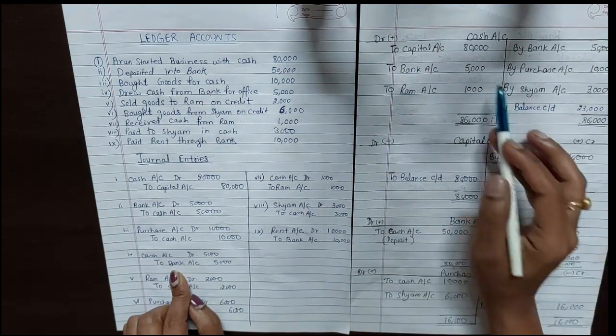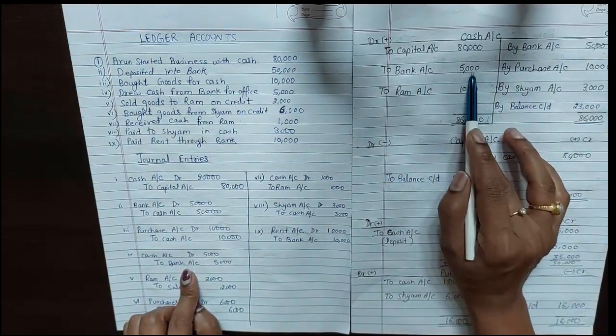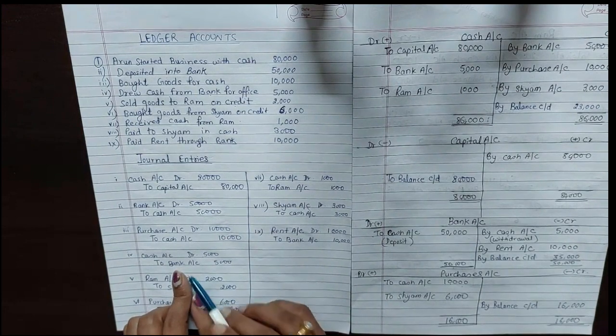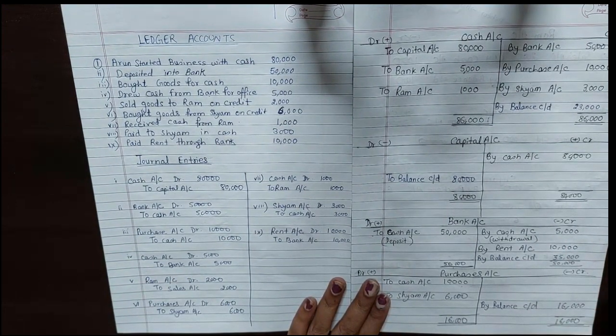So now again in the cash account I have to write "To bank 5,000" because it is a debit, so it will be an increase. Now in cash, here I have to write again "By cash 5,000" because it is a withdrawal, so the credit balance is decreasing.